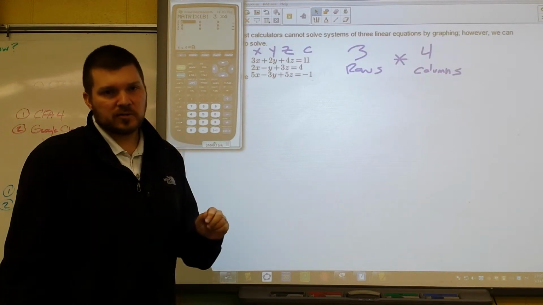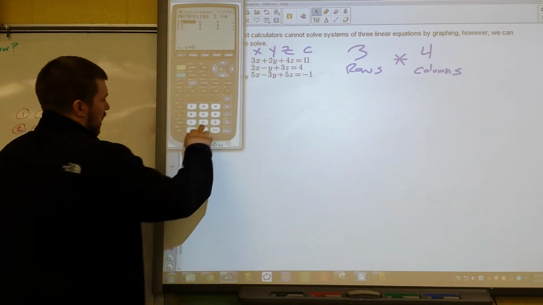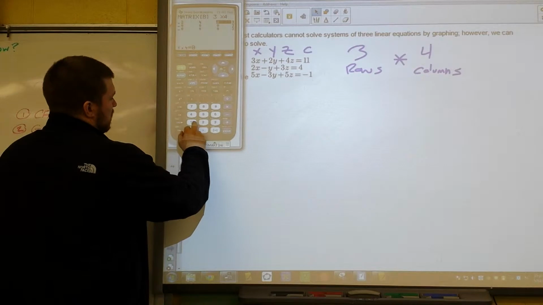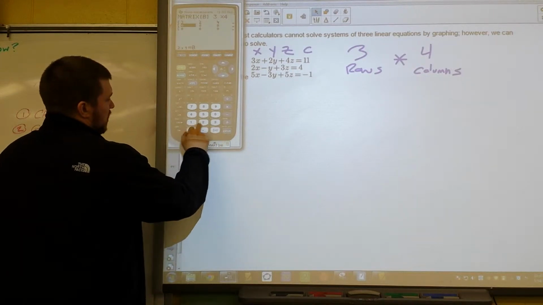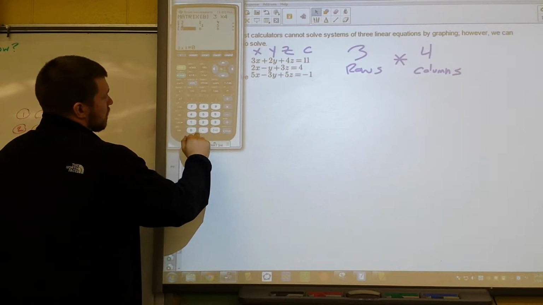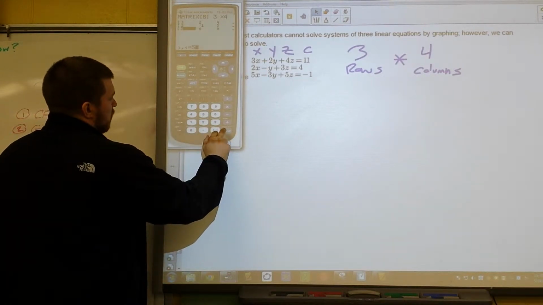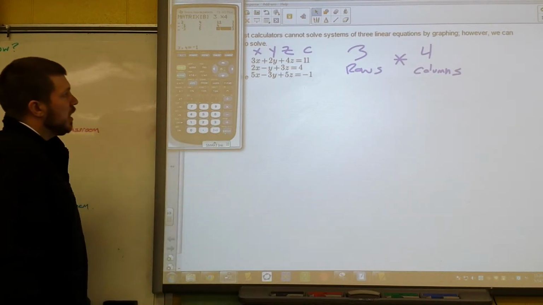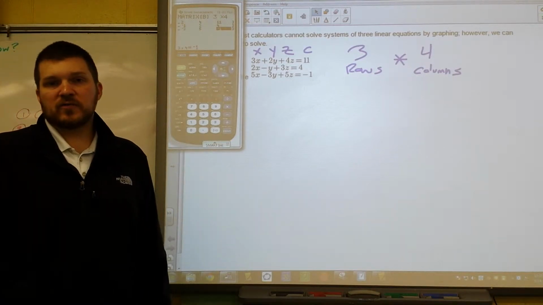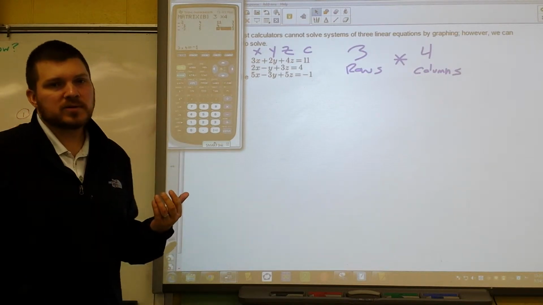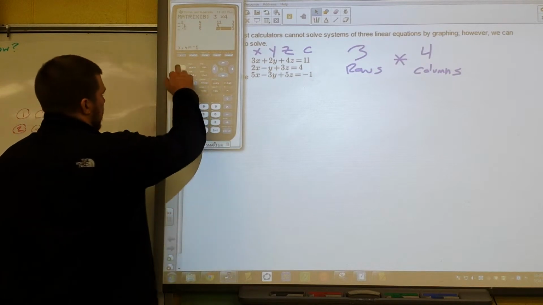Do not type the variables. For the first equation, I have 3 x's, 2 y's, 4 z's, and 11 constants. For the second equation, I have 2 x's, negative 1 y, 3 z's, and 4 constants. I have 5 x's in the third equation, negative 3 y's, and 5 z's, and negative 1 constant. Now, what I would suggest, especially if you've got fat fingers like me, is to go through and make sure you got everything typed in correctly, because if you miss even one little thing, it's going to mess up your answer. So now that you have everything typed in, you want to go back to your main screen.